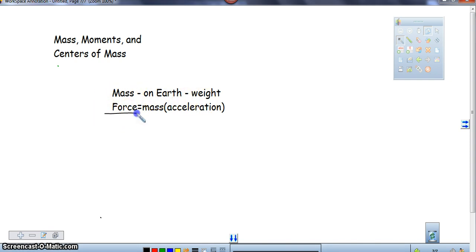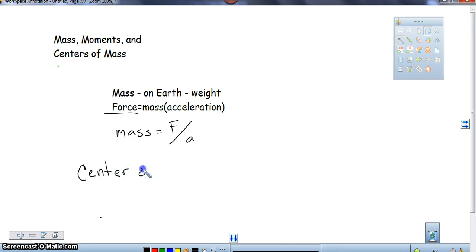Force, what we've been looking at, is mass times acceleration. So then mass would be force divided by acceleration. These are probably all formulas that you've used in physics. What we are going to look at today really doesn't involve any calculus. We're going to look at one-dimensional and two-dimensional centers of mass.